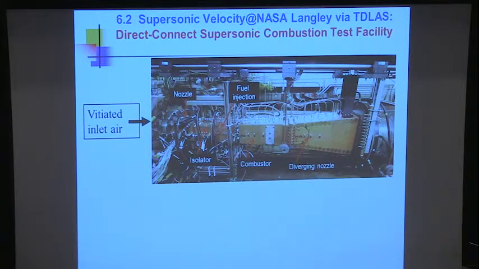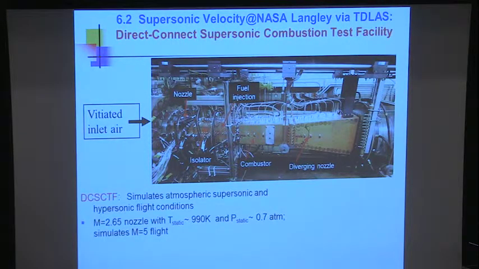Question is, how do you know exactly what's coming into this test rig? They designed this nozzle for when we were there. They designed it to produce a static temperature of 1,000 degrees, 0.7 atmospheres, and this would simulate the entrance condition for a combustor for a scramjet flying at Mach 5. So the nozzle simulates Mach 5 flight.